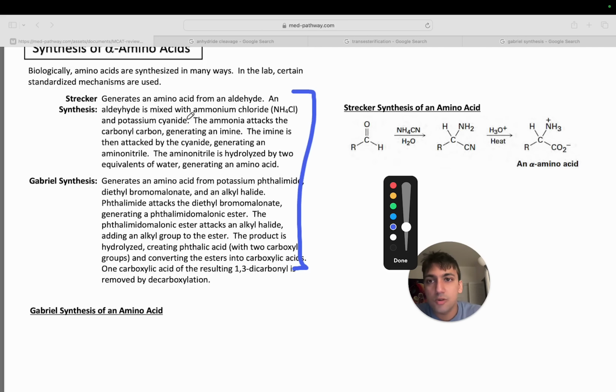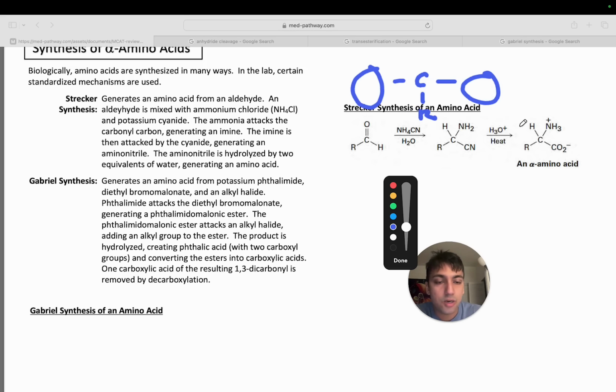And so ultimately what these are used for is synthesizing amino acids. How do you make an amino acid? How do you make one of those things where you have a carbon attached to an R group, and on one side it's attached to an amino group, and on another side it's attached to a carboxylic acid?